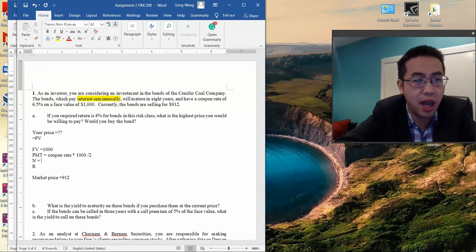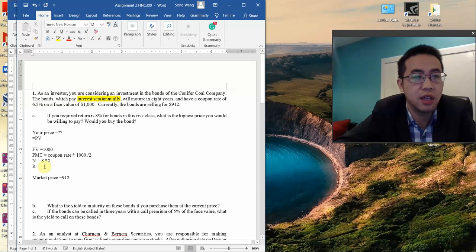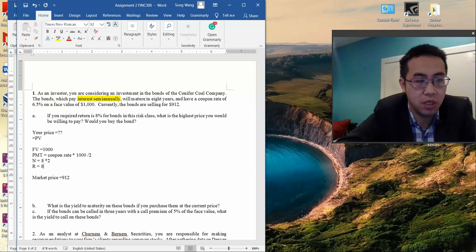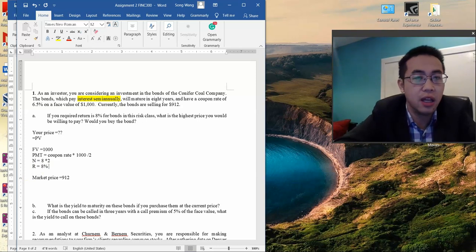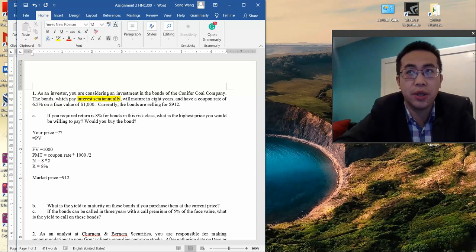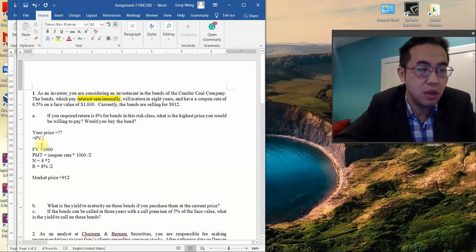And how many periods do you have? You have 8 years in total. However, that's not the total periods, so 8 needs to be multiplied by 2. So in total, that's 16 semi-annual periods for the bond existence. And for the interest rate, that's 8%, which is your required rate of return. You're going to use that to discount all the cash flows, including the periodical coupons and the one-time face value. And you should know that this 8% lasts for the entire year. So for each semi-annual period, or each 6 months, is half of the 8%, which is 4%. And based on these 4 factors, you would be able to figure out your own price.